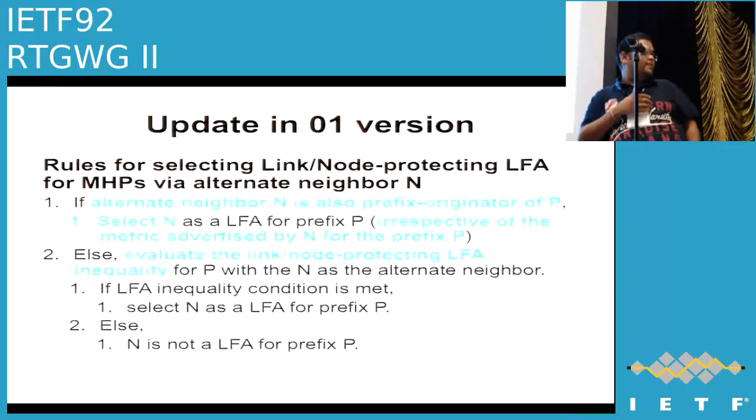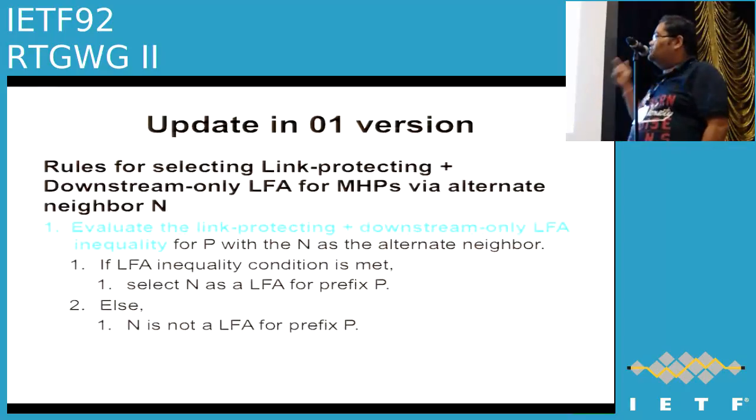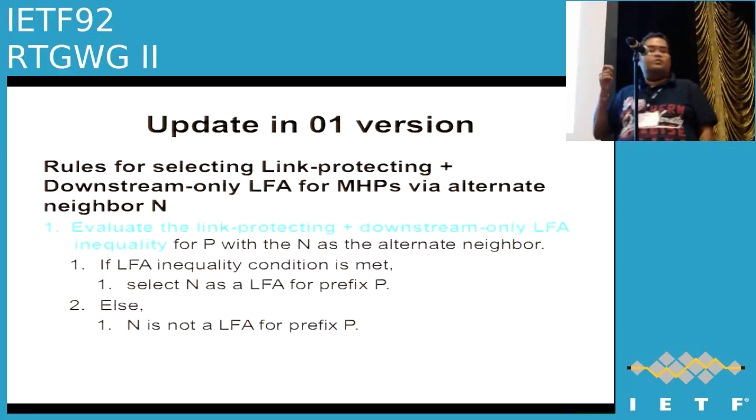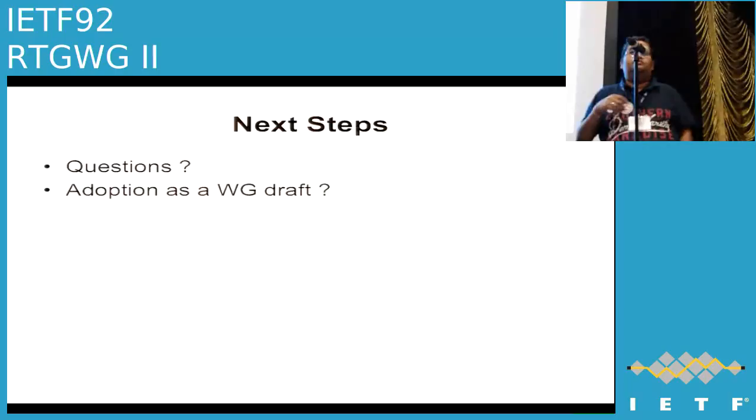But for the case of link protection plus downstream-only LFA, we cannot take that shortcut of just taking a router which is also a prefix origin. We need to still ensure that it satisfies the downstream path inequality. Okay. Next slide. Yeah, so any questions, comments?